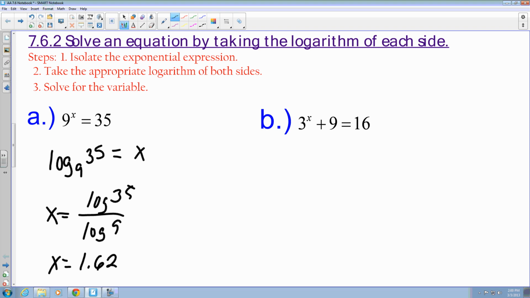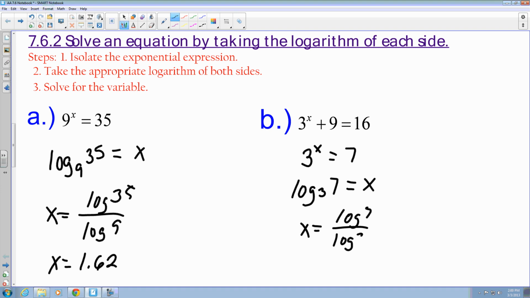Going to example B, I have to isolate my exponential expression. So I'm going to subtract 9 from both sides. That leaves me with 3 to the x power equals 7. Rewrite this as a logarithm. I can say that this is log base 3 of 7, which will equal x. From here, I can use the change of base formula, so log of 7 divided by the log of 3, and then x, by dividing that out, will roughly equal 1.77.